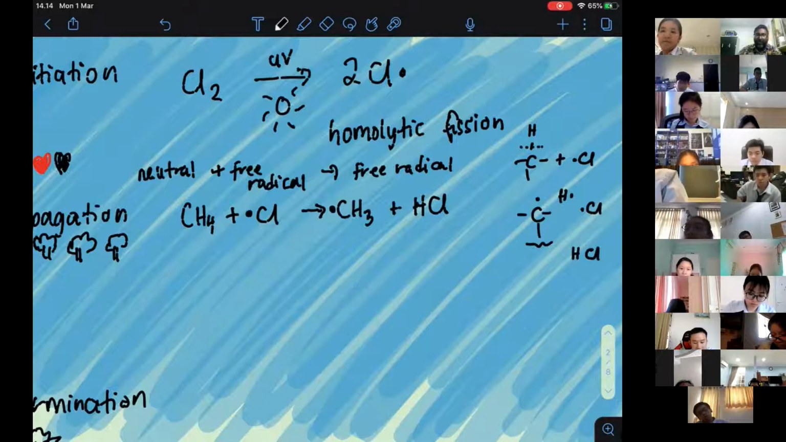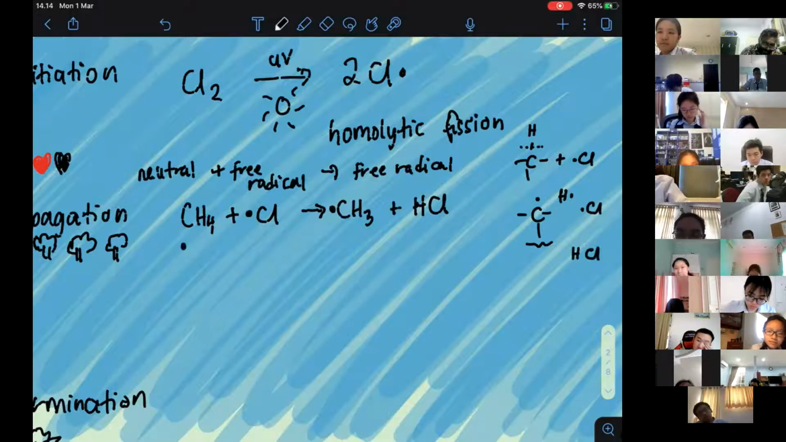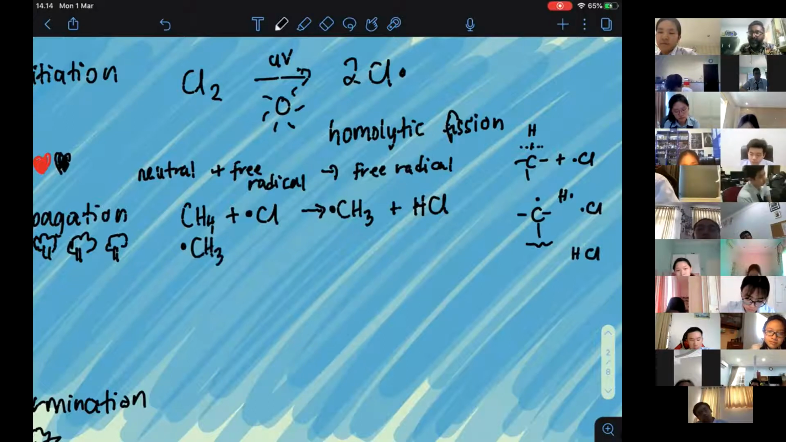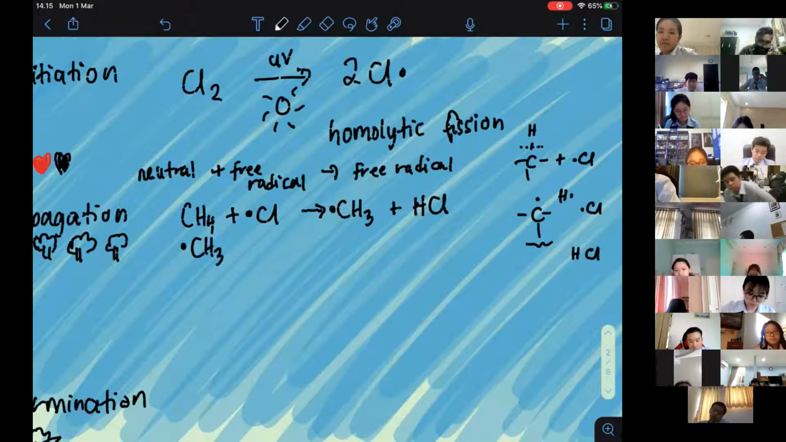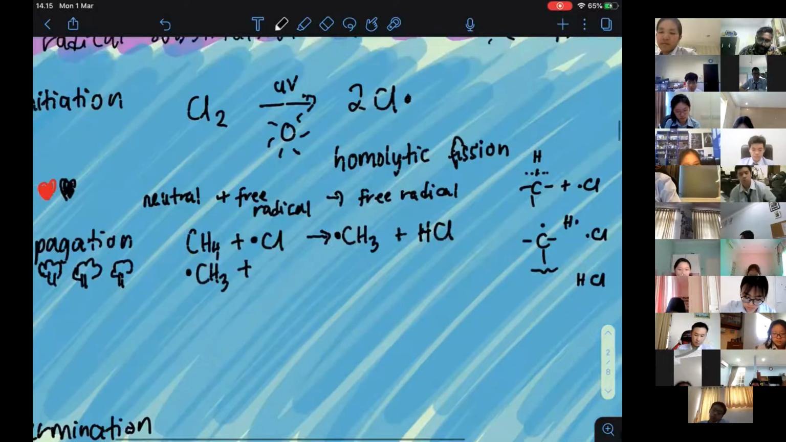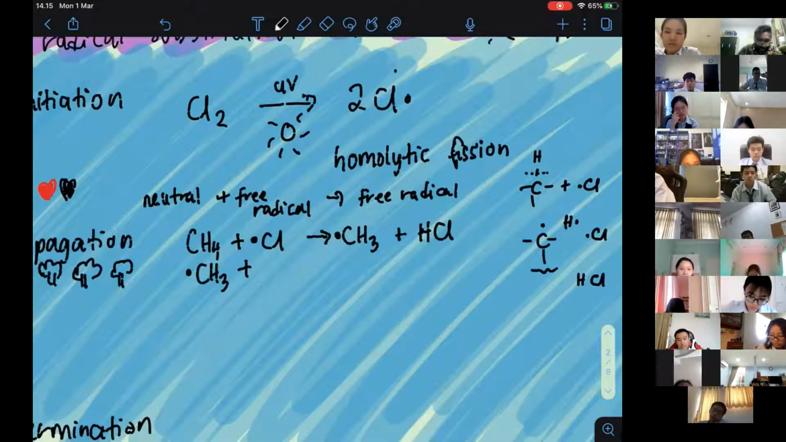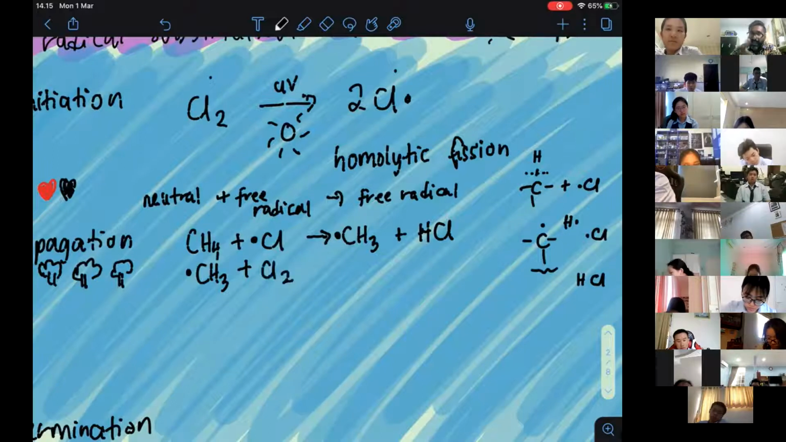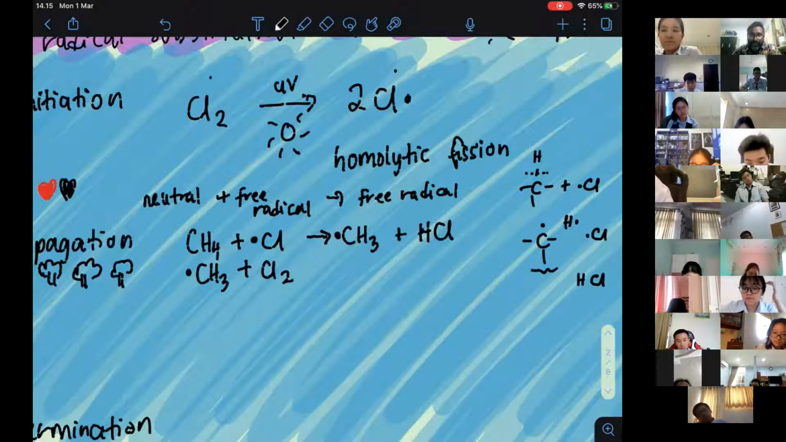Okay, so let's go for the next step. The next step is still propagation. You see, free radical of CH3, what will happen now? Do remember just now I said neutral plus free radical. And this CH3 dot is a free radical. You need to react with neutral. What is neutral over here? Instead of Cl dot, you react with Cl2. I hope you understand. Free radical with neutral.